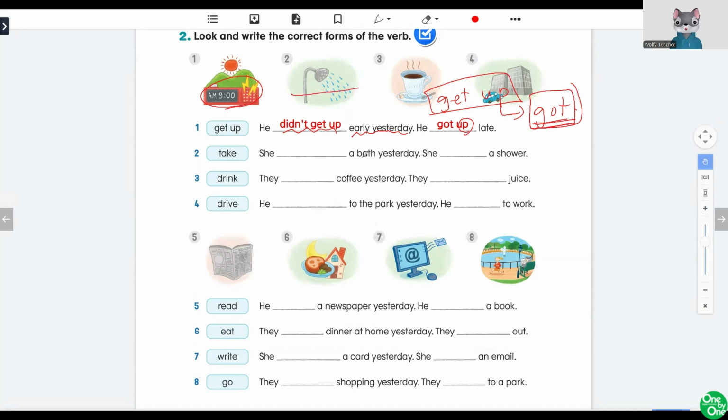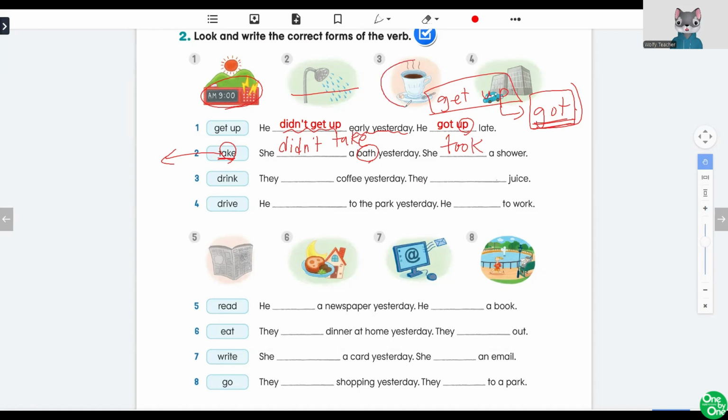Now, number 2. She. 목욕을 했을까 어제? 안 했다고 얘기하면 우리 어떤 거 써야 되지? She. That's correct. Didn't. And we need to use the original verb. She didn't take a bath yesterday. Now, how does take need to change into the past tense? If you don't know, go to the previous page. 전에 있었던 페이지에서 5-star table 있지? 그거 보고 한번 해봐. take는 어떻게 바뀌어? took is the correct answer.